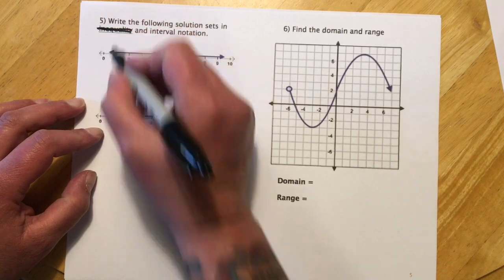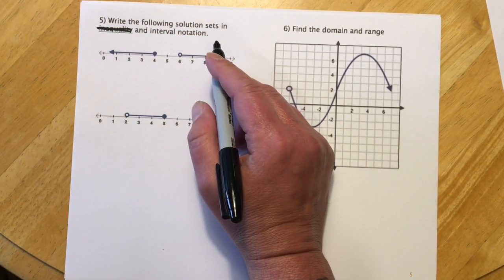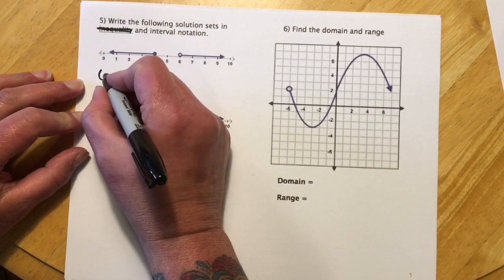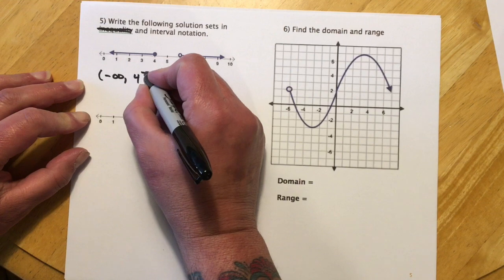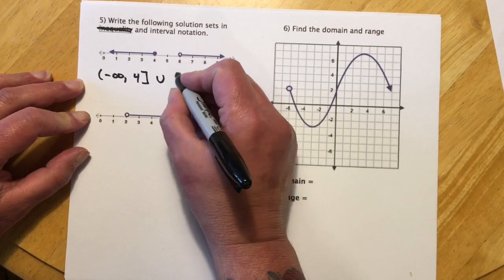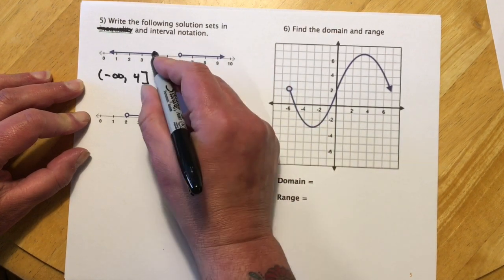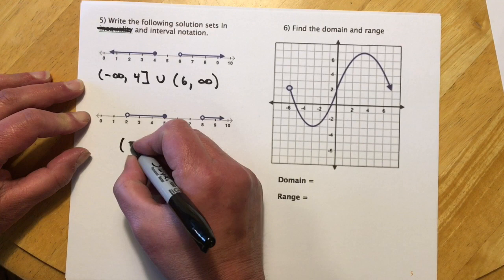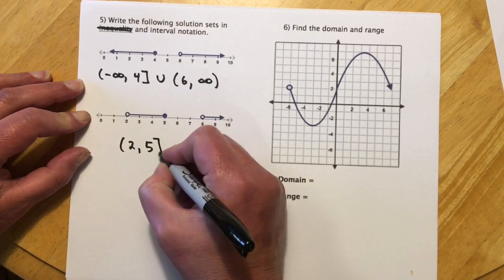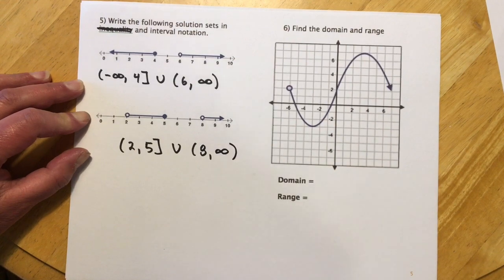Okay, again, skip inequality. So write in interval notation, so this is going to go from -infinity up to and including 4, and then union that with 6 to infinity. And bracket solid dot, parenthesis, open dot. Same idea down here, so this will be 2 to 5, and then union 8 to infinity.